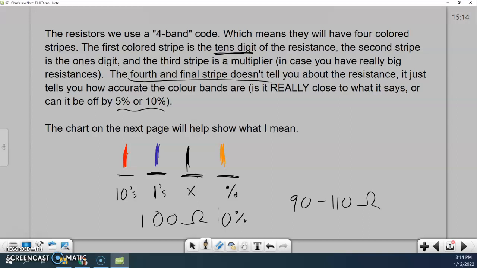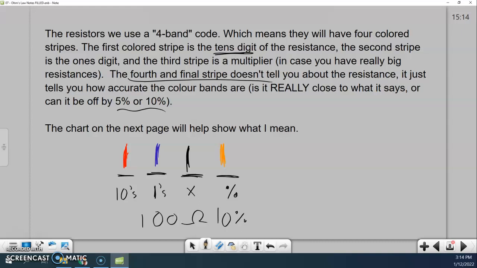10% is not very good, but you'll be somewhere in the ballpark. If I had 5% accuracy, I'd be plus or minus 5%, so from 95 to 105. Then we're getting closer. If you had 1% accuracy, then it's between 99 and 101. So if it says 100 ohms, 1% accuracy would actually be really close, right? So that last band tells you how accurate you're being.